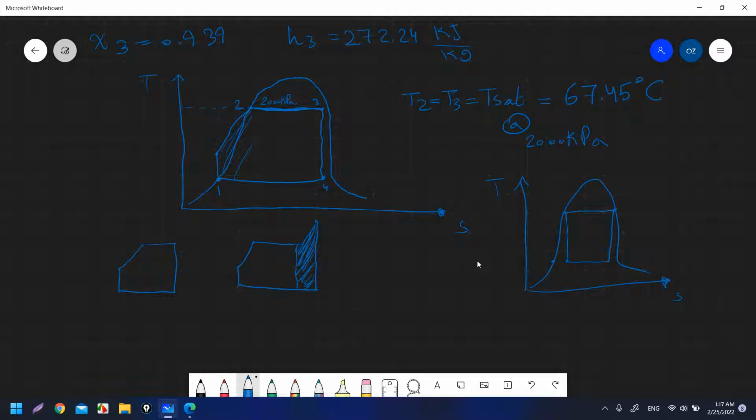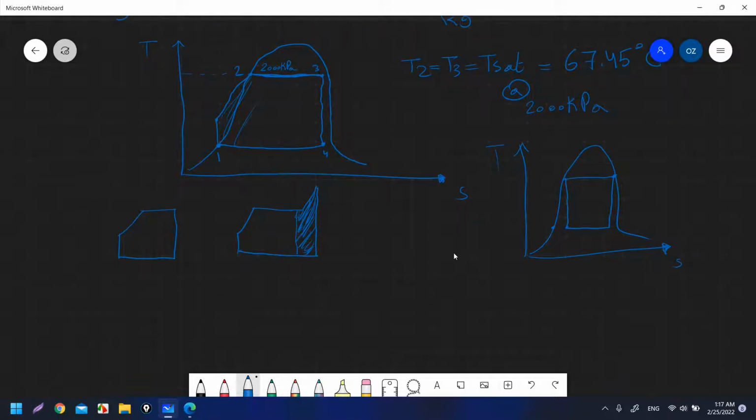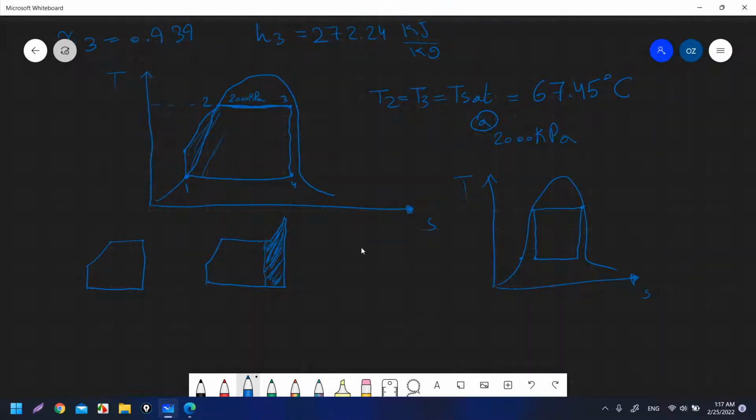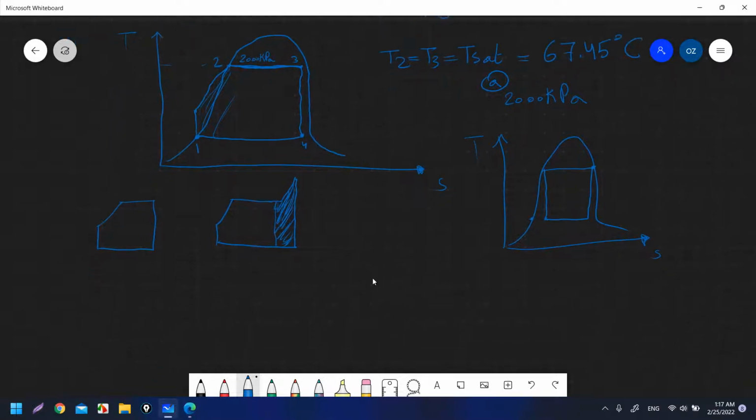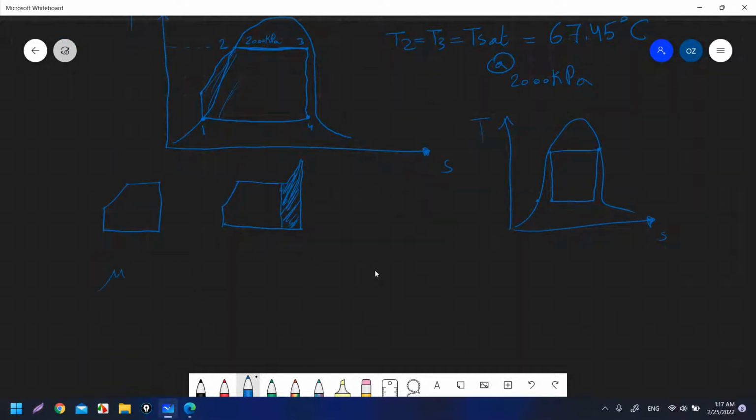Okay, now we calculated every enthalpy, and we calculated T3. The second thing that was required from us was the thermal efficiency. Thermal efficiency for Rankine, you saw from the previous question that it is 1 minus (H4 minus H1) over (H3 minus H2).